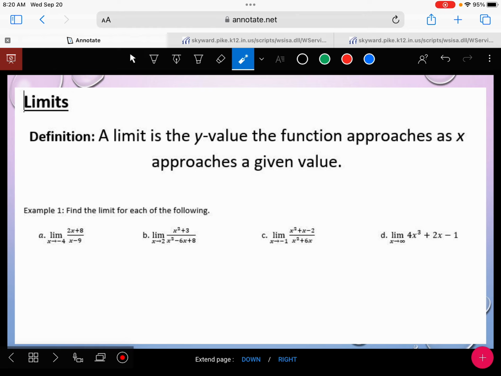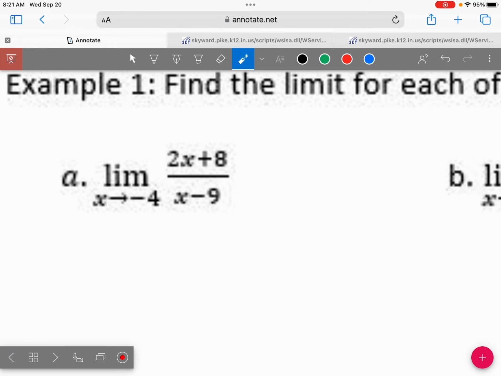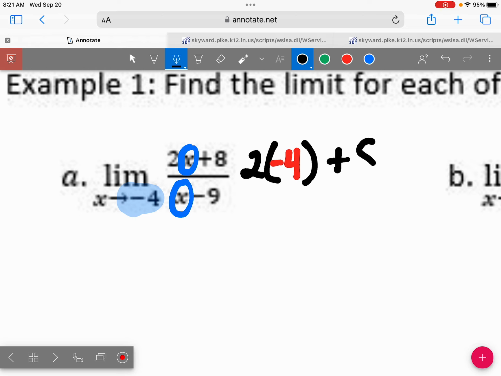How are we going to do it if it's an equation? We skipped this yesterday. So when you have an equation, we're going to look at what x is approaching. And in this example, x is approaching -4. So we're going to substitute that -4 in the function where there is an x. So I'm going to rewrite this. So this would be 2 times -4 plus 8 divided by negative 4 minus 9. Go ahead with your calculators. See what you would get.